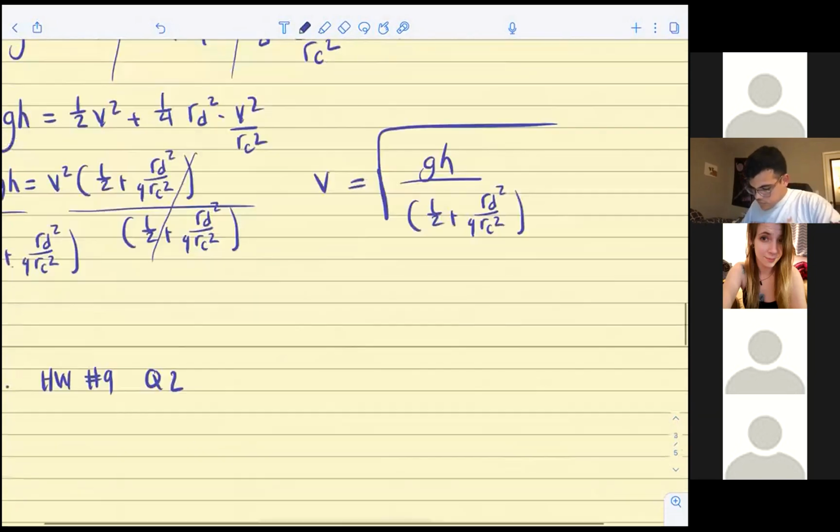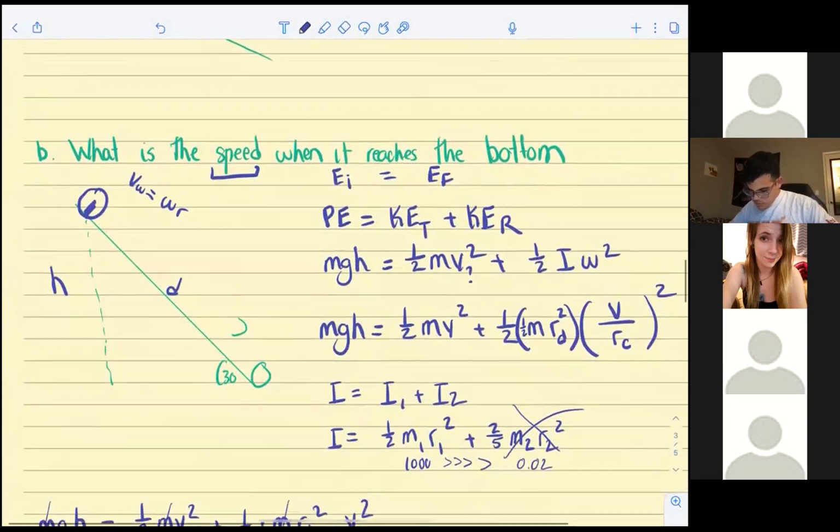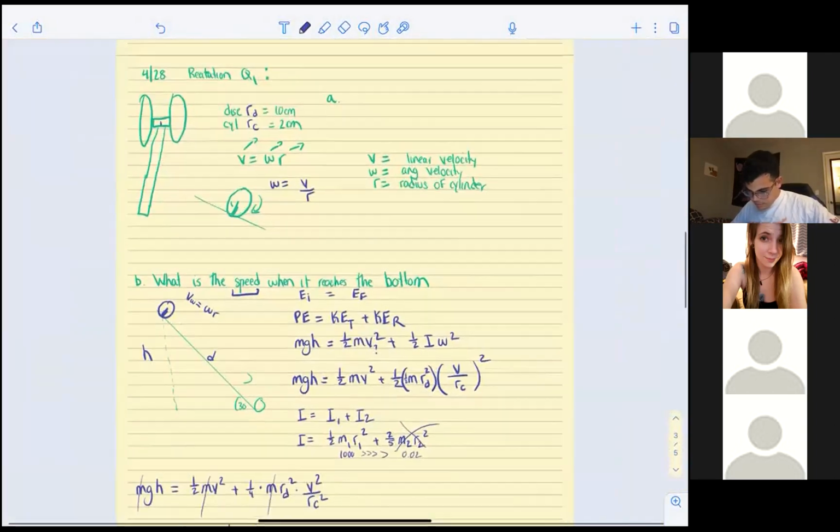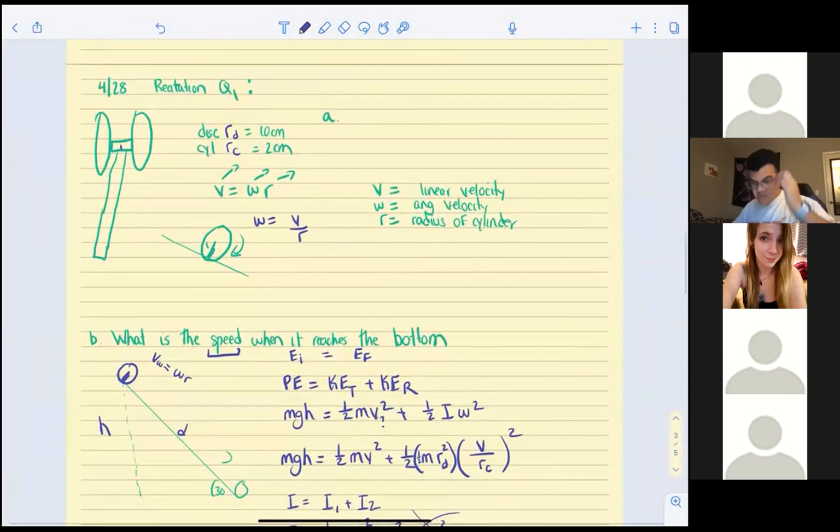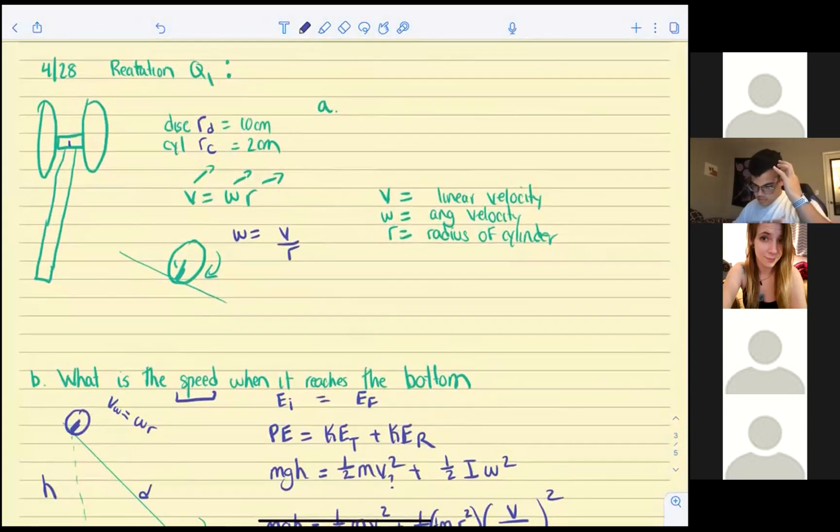Can you go back to where it says V equals, W equals, and R equals? Yeah, one second. Homework number 9, Q2. V equals, where was that? Right there. Yeah. Thank you.